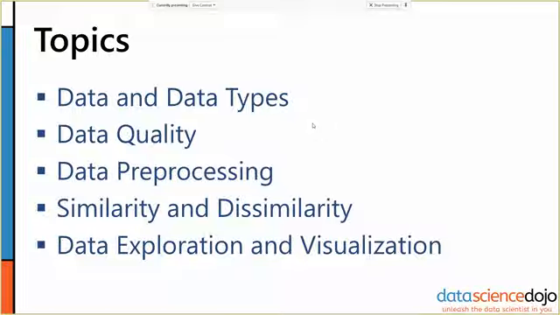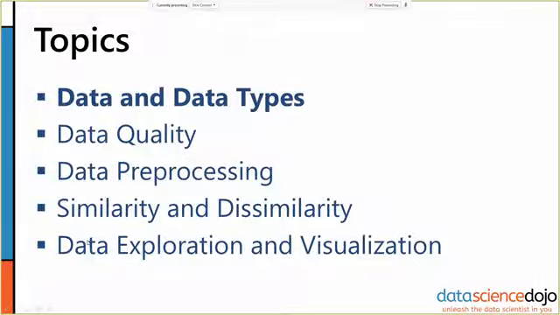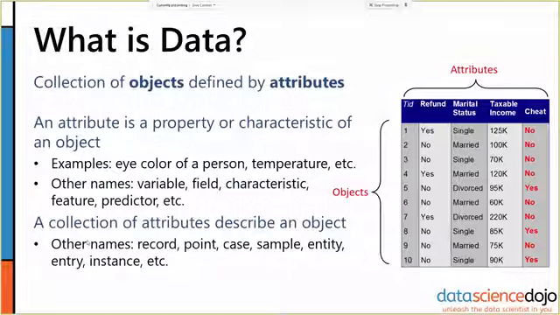Then we're going to talk about data quality and data pre-processing, which are very connected things. And finally, we're going to talk about some similarity and dissimilarity metrics and also some data exploration and visualization. We'll cover data exploration and visualization very briefly here. We're going to talk about it a lot more next week in the Introduction to R webinar. So without further ado then, let's start with data and data types.